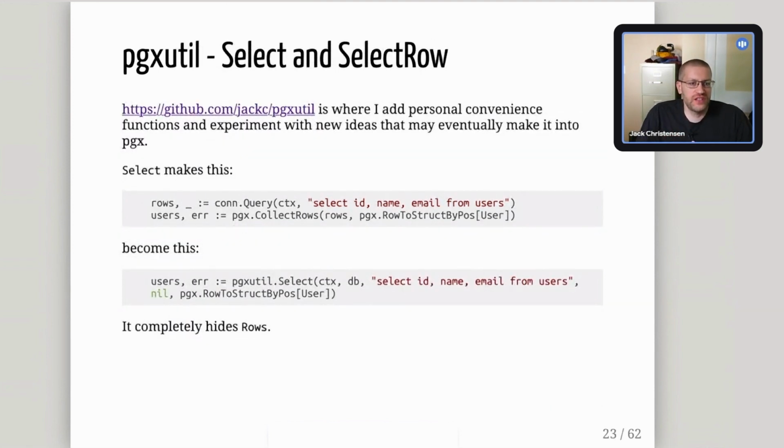pgxutil is actually where CollectRows first came into being. It's kind of like my personal toy box of where I try new things. So I don't necessarily recommend using it directly, but one of the next things on my list that I'm trying is a select function that wraps the entirety of the query and the collect into just a single statement. I've been using it for, I don't know, maybe 6 months now or so, and it seems to work pretty well. So I wouldn't be surprised if this eventually ends up in pgx.